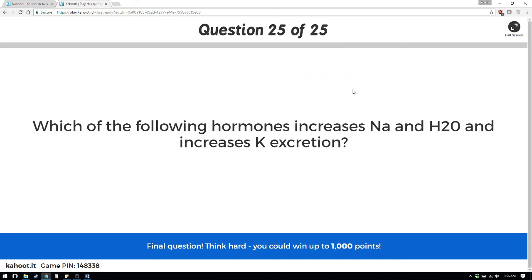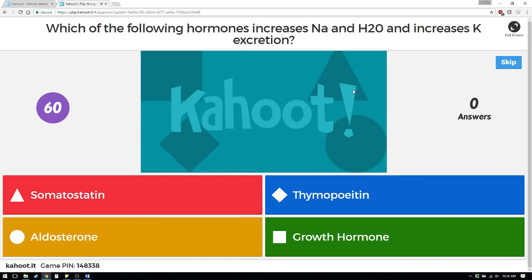Okay. And the last question, which of the following hormones increases sodium and water and then increases potassium excretion? So it increases sodium and water reabsorption and leads to potassium excretion.